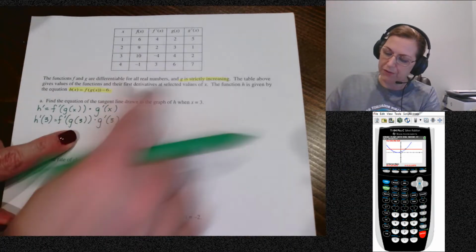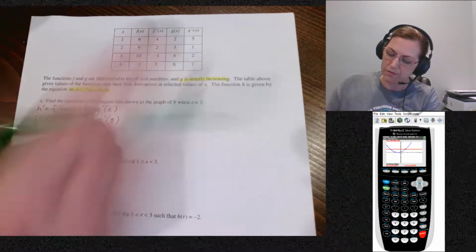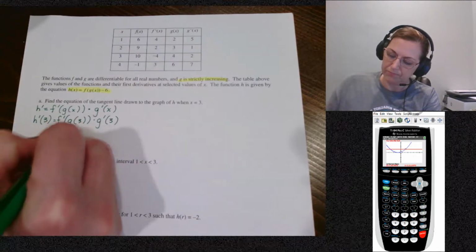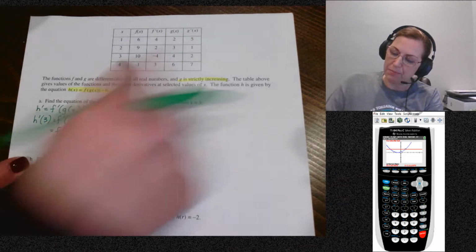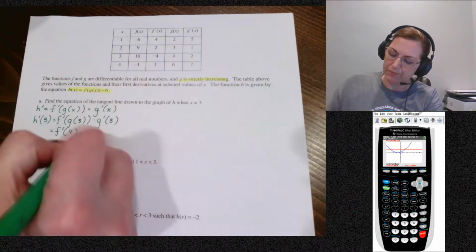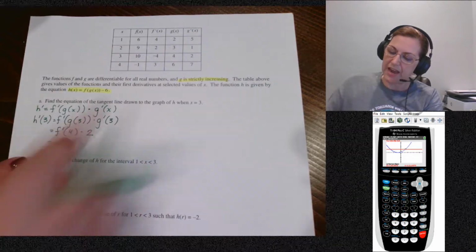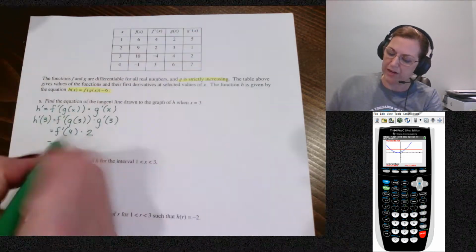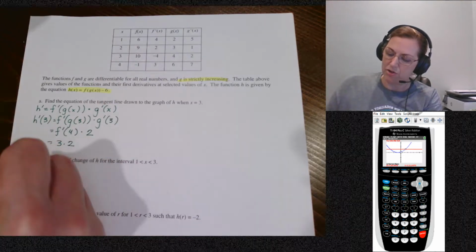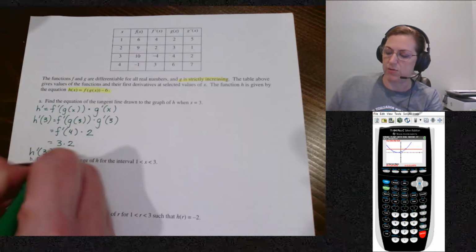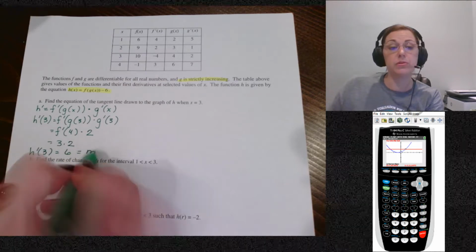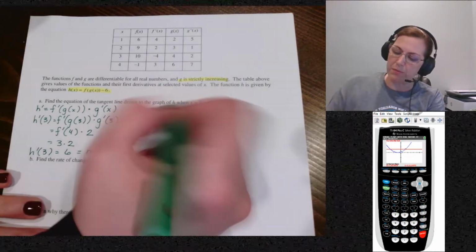So g of 3 is 4. And g prime of 3 is 2. And then f prime of 4 is 3. So we know that h prime of 3 equals 6. That's our slope. Now also remember we need the point.